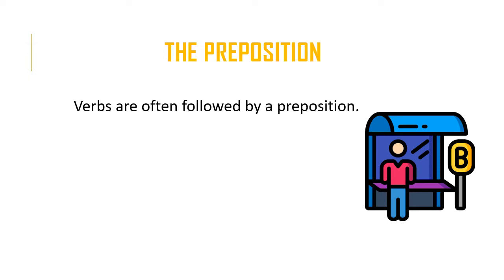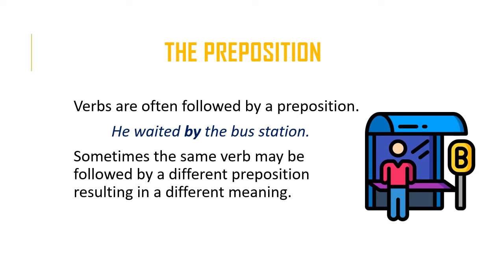Verbs are often followed by a preposition as well. So you have, for example, he waited by the bus station. And sometimes the same verb may be followed by a different preposition, resulting in a different meaning. So there's a difference between he waited in the bus station versus he waited across the bus station.